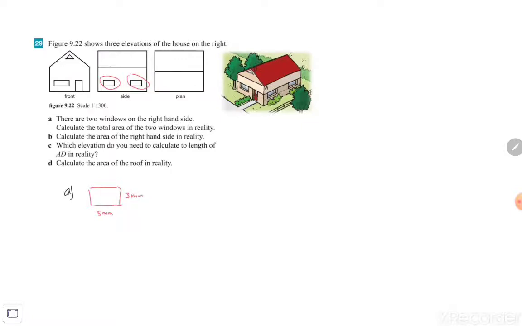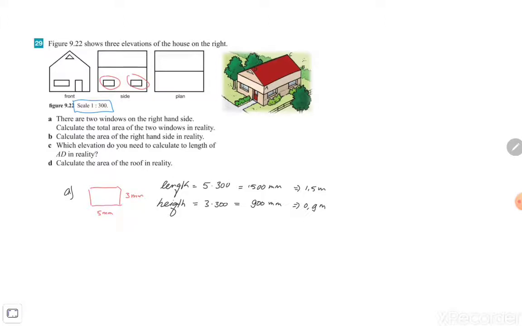So if we talk about the length, it is 5 times 300, because the scale was 1 to 300, so in reality it is 1500 millimeters. Alright, the height of my window is 3 times 300, so that's 900 millimeters. 1500 millimeters is exactly the same as 1,5 meters, and 900 millimeters is exactly the same as 0,9 meters.